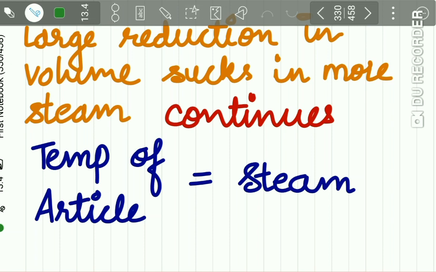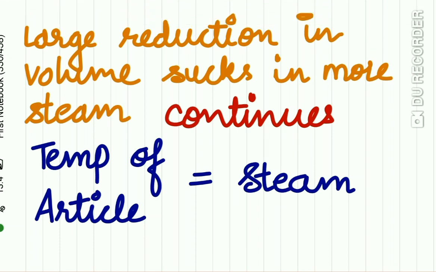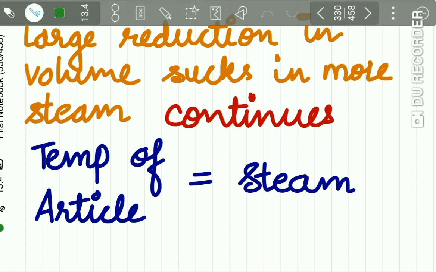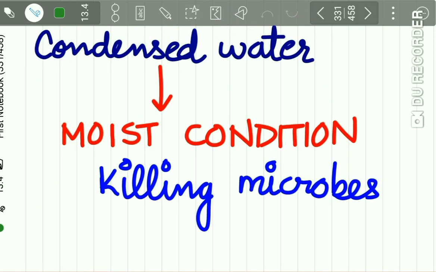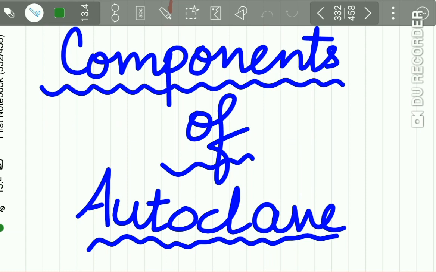The large reduction in volume sucks in more steam to the same site, and the process continues till the temperature of the article is raised to that of steam. The condensed water produces moist conditions for killing the microbes present. So this is the principle of autoclave.